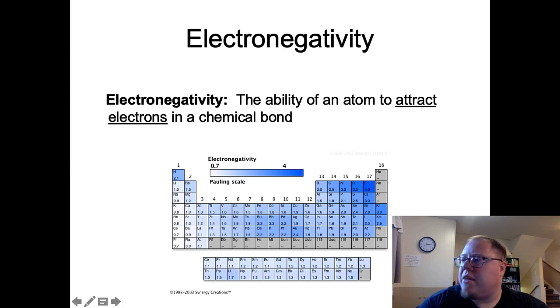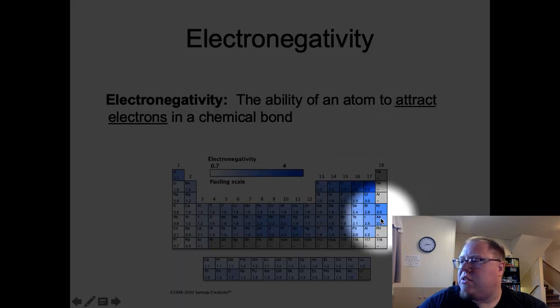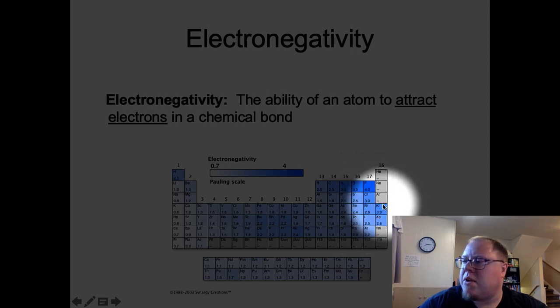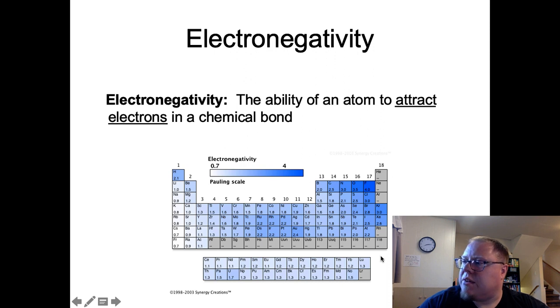So this whole family, with the exception of these two right here, we have been able to get them to react occasionally, so they do have a little bit of an ability to attract extra electrons. This whole family is unreactive, and so we can't actually measure their attractiveness for electrons because they essentially don't have an attractiveness to electrons.